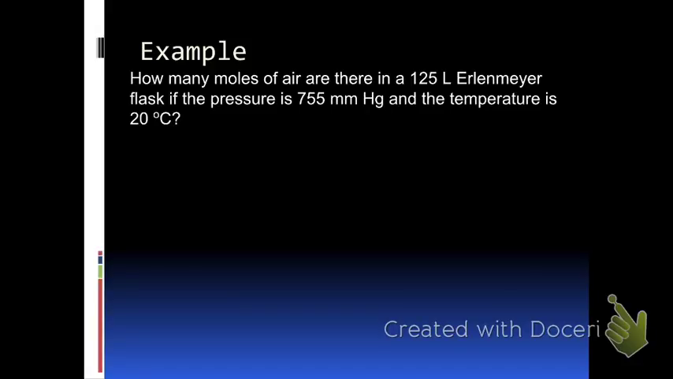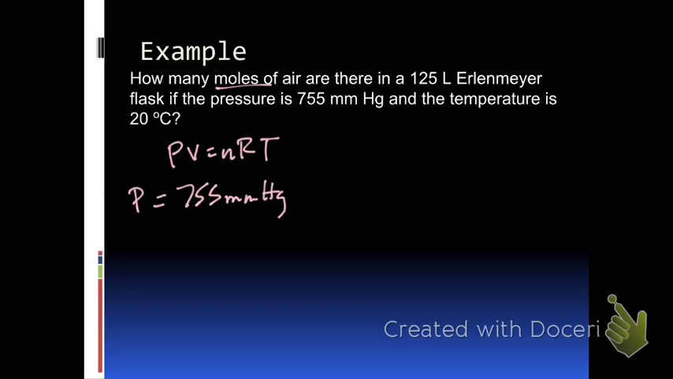This example requires me to use the ideal gas law. Why? Because we have moles. So I'm going to use PV equals nRT. My pressure is 755 millimeters of mercury. The volume is 125 liters. The n value, the moles, is what I want to figure out, and the temperature is 20 degrees Celsius.